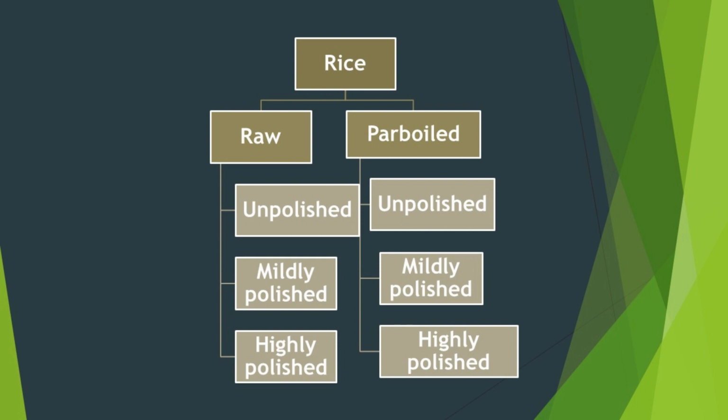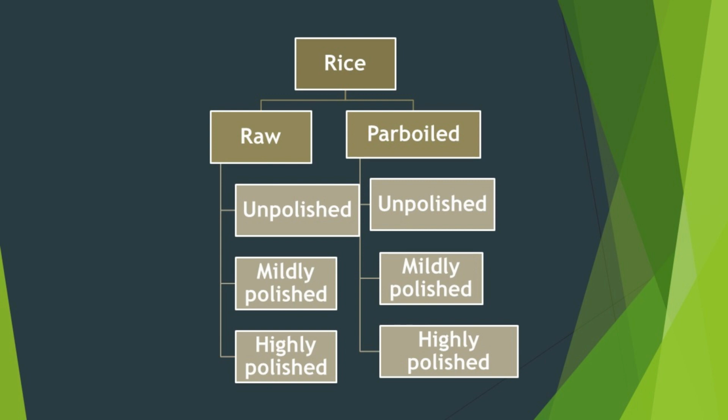Based on the processing technique, we can categorize rice into two categories as raw rice varieties and parboiled rice varieties. Raw rice varieties are not steamed or parboiled. Parboiled rice varieties or steamed rice varieties are subjected to parboiling or steaming.